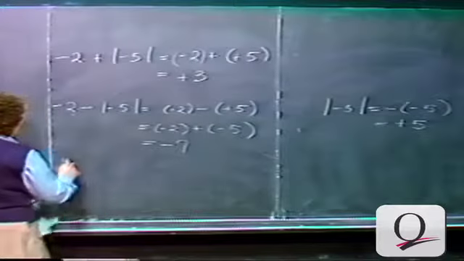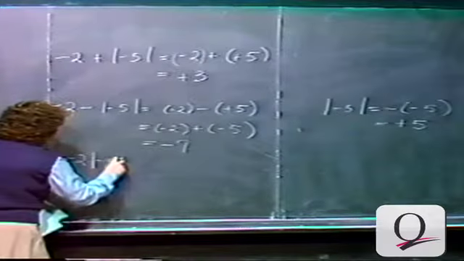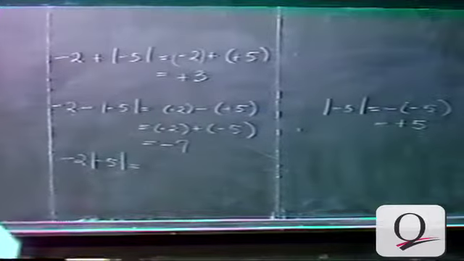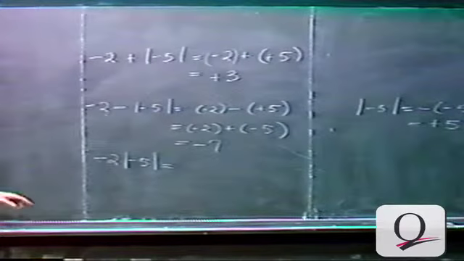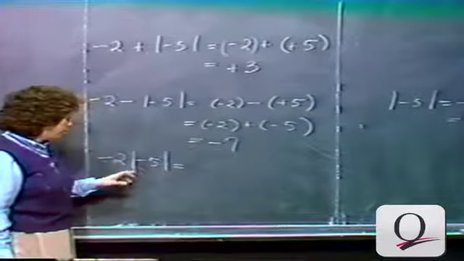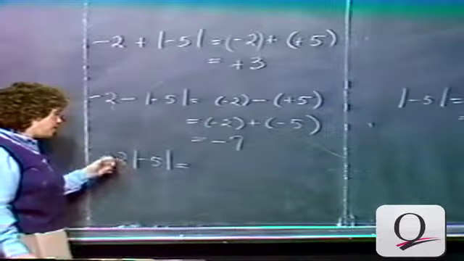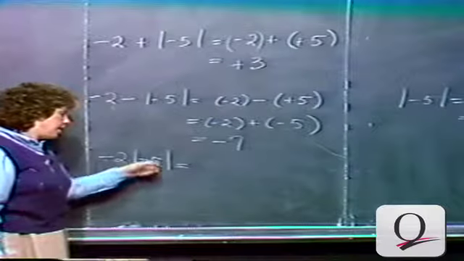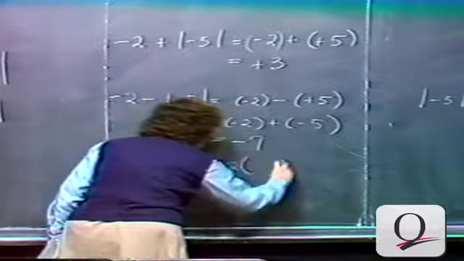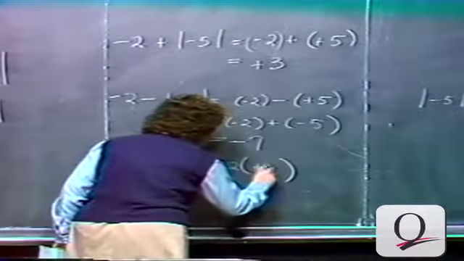Now what about this? Minus 2, and then the absolute value of minus 5 written just like that. Okay, now I didn't leave anything out. When you see this, minus 2 and the absolute value of minus 5 written without a plus or a minus, this must mean multiplication. It's minus 2 times the absolute value of minus 5. So that's minus 2 times the absolute value of minus 5, which we already know is plus 5.